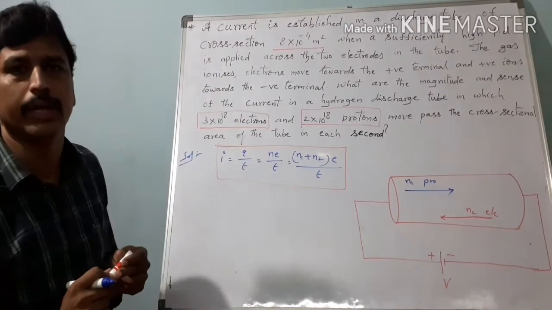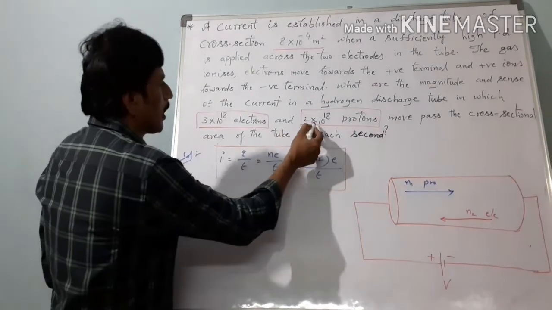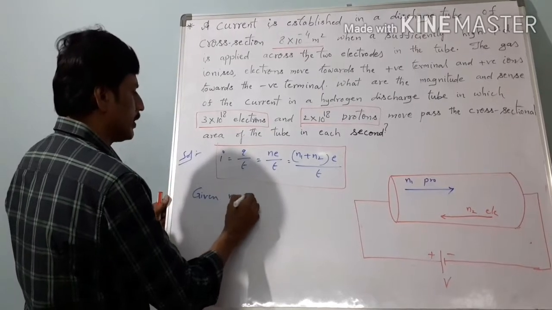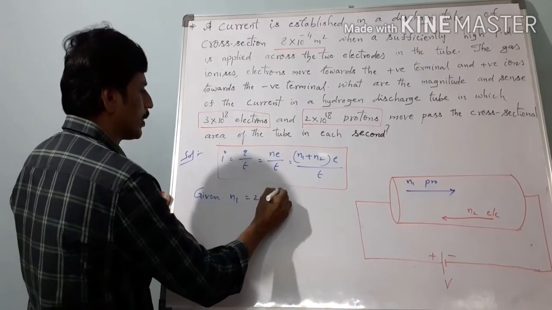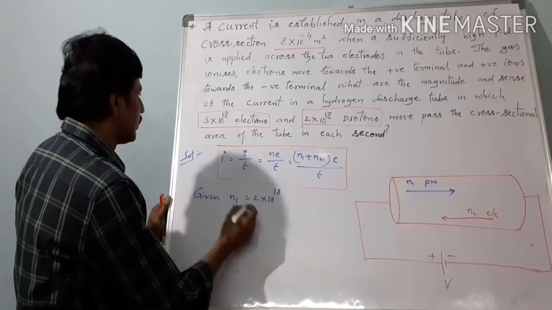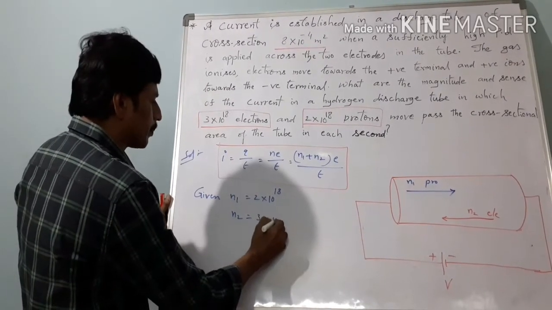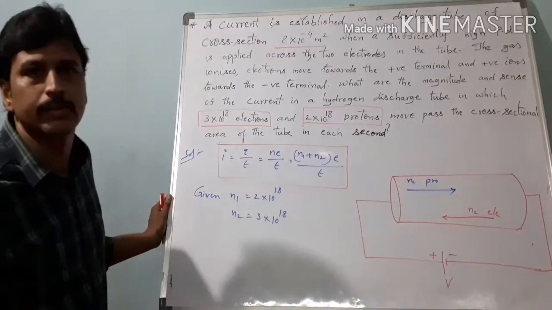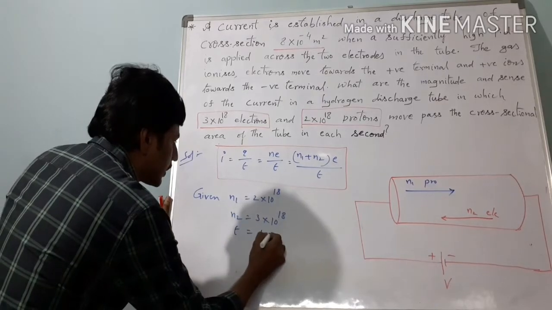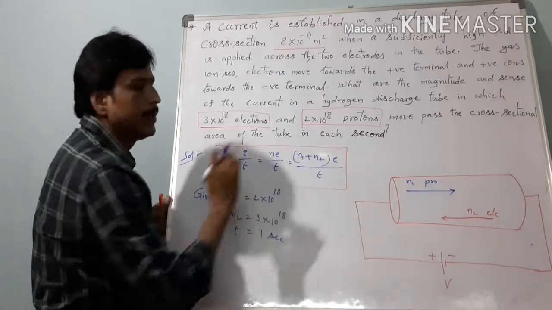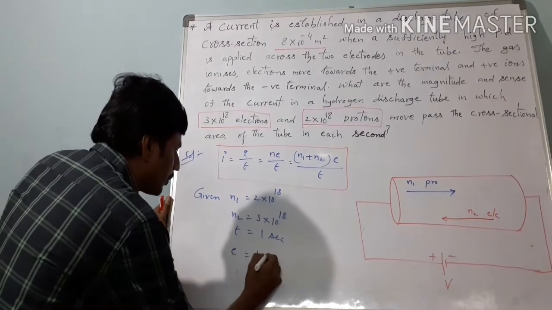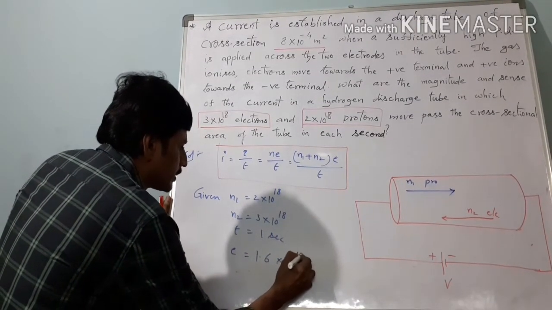Write down the given data. Number of protons given, N1 is equal to 2 × 10^18 protons. N2 is 3 × 10^18 electrons. How much time? Each second, which means t equals 1 second. e means charge of an electron, which is equal to 1.6 × 10^-19 coulomb.